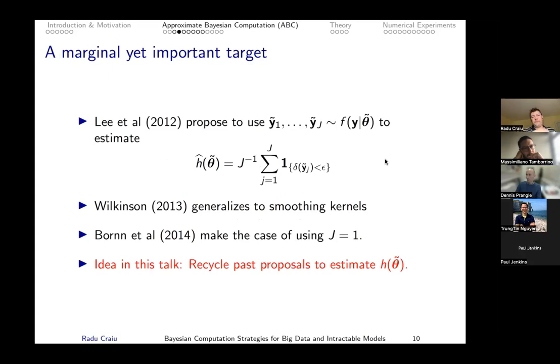And looking at the literature, I'm sure there are more recent references that I missed, but you could independently generate pseudo data to estimate this H. You could use smoothing kernels, as in Wilkinson, or you can even use one. All of these are unbiased estimators, but clearly the variance will be a problem.